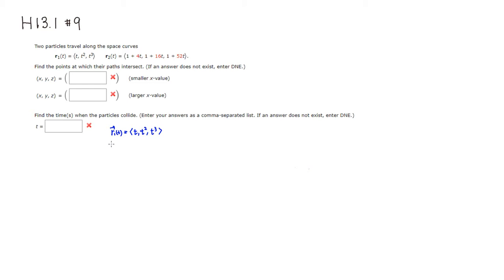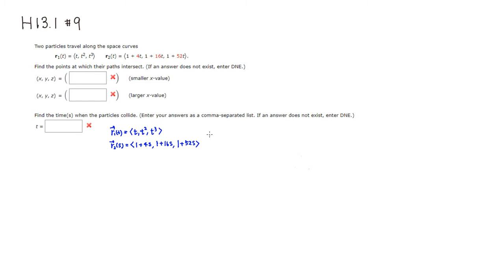Then a second curve. Since they do not have to go through the intersection point at the same time, I'm going to have to use a different letter, s. So it's going to be 1 plus 4s, comma, 1 plus 16s, comma, 1 plus 52s. From there we can get a bunch of equations.